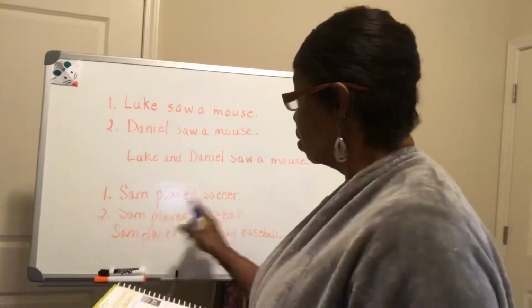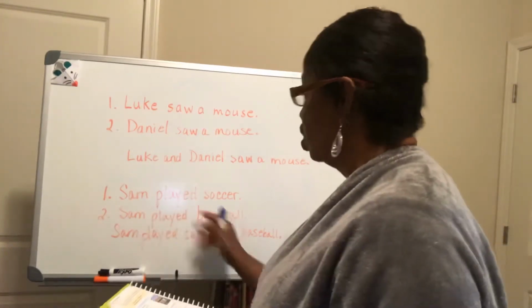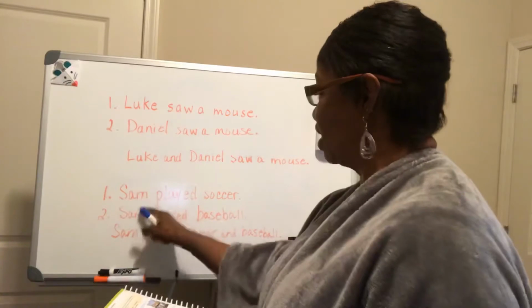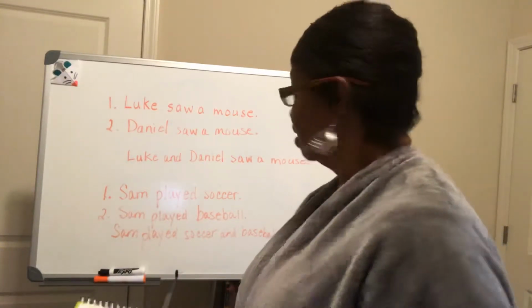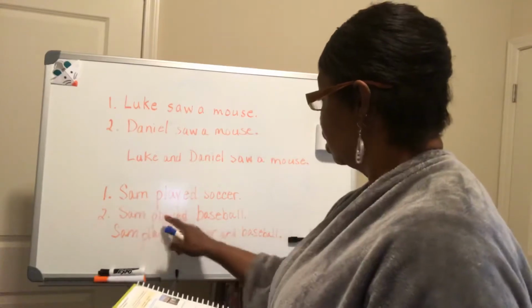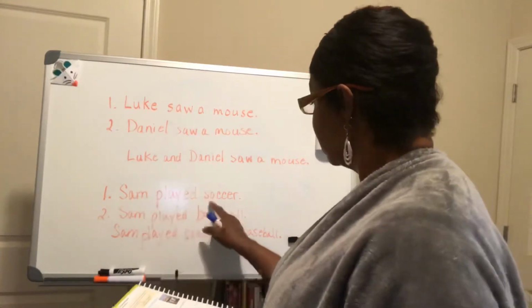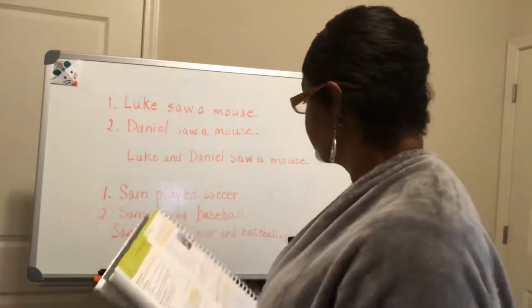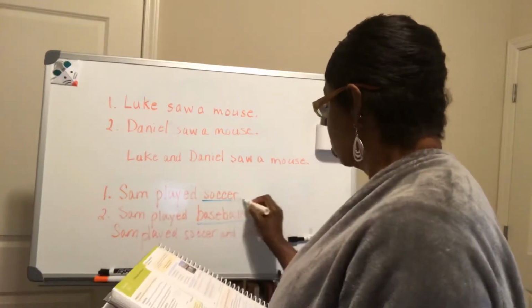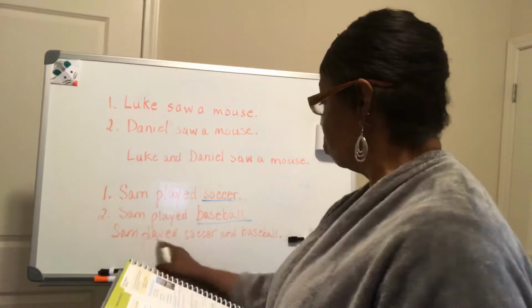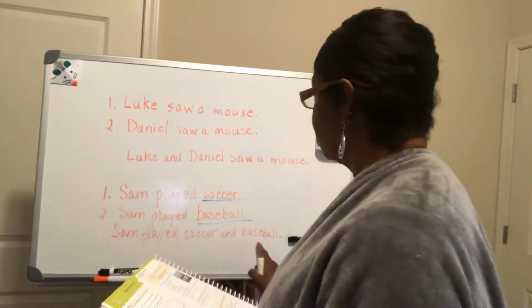Sam played soccer and Sam played baseball. So Sam is the same. Would we say Sam and Sam? No, that would make no sense. So we would say Sam played soccer. This is what is different, soccer and baseball. So we would join these two. Sam played soccer and baseball.